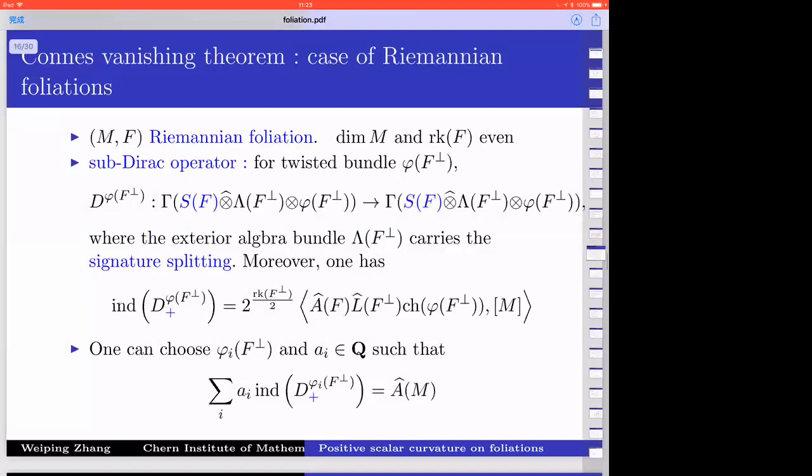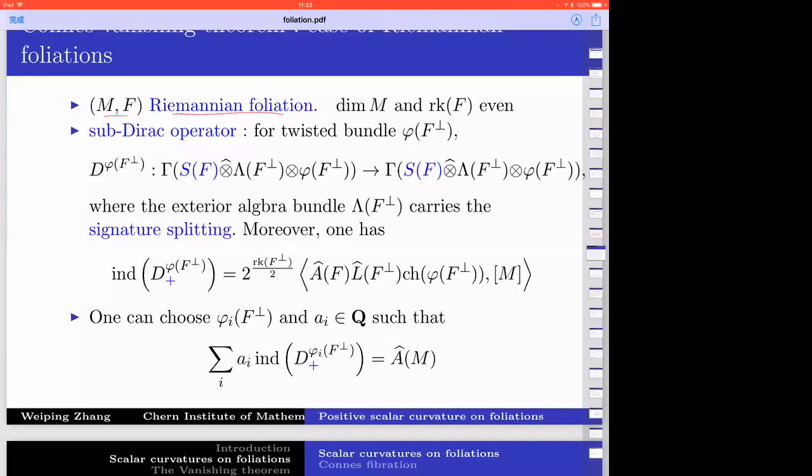We now assume M is a Riemannian foliation, and also, without loss of generality, that the ranks of the bundles are of even dimension. We also take a twisted bundle of this transverse bundle, which can be obtained from direct sums, tensor products and so on. So we take a bundle twisted by this transverse bundle and the sub-Dirac operator. The sub means that the spinor bundle is associated with the sub-integrable bundle. This is the sub here. Then this is a twisted bundle.